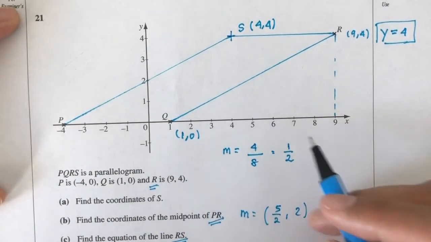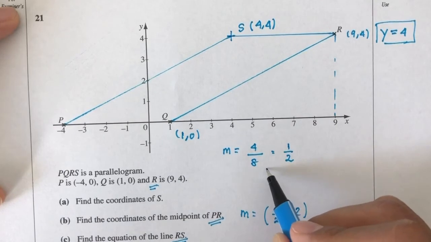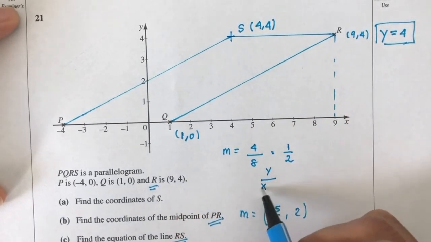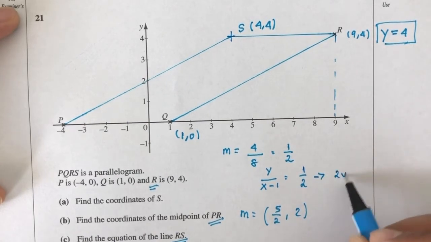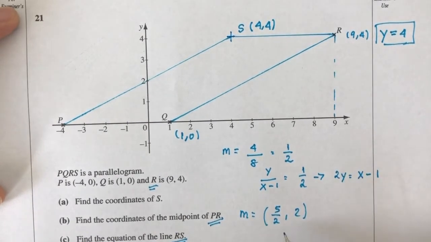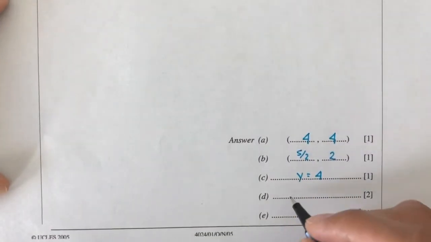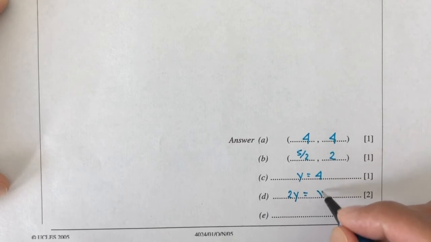So the equation will be (y minus 0) over (x minus 1) equal to 1 over 2. That will be 2y equals x minus 1. So that is the equation of the line QR.